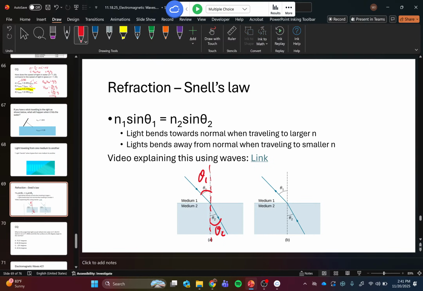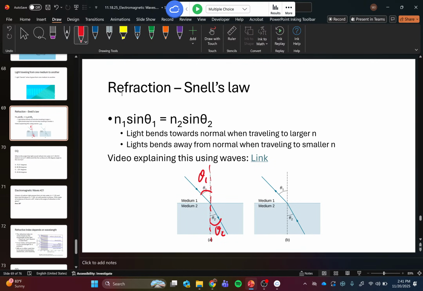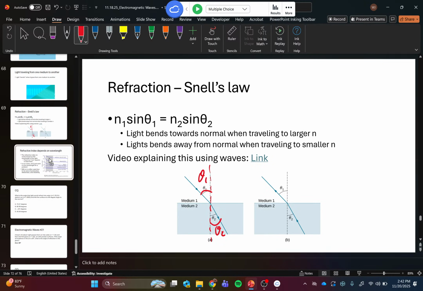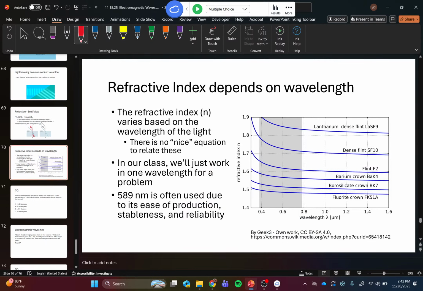Another example of this: it also explains rainbows. So this equation says how much light is going to bend. Now, n changes based on the wavelength of light, meaning it's going to bend different amounts depending on the wavelength going into it. Red light, green light, blue light are all just different wavelengths, and they bend different amounts. Because each one gets bent a different amount, when they go through glass, they get spread out. One bends more, one bends less, and you get a rainbow.